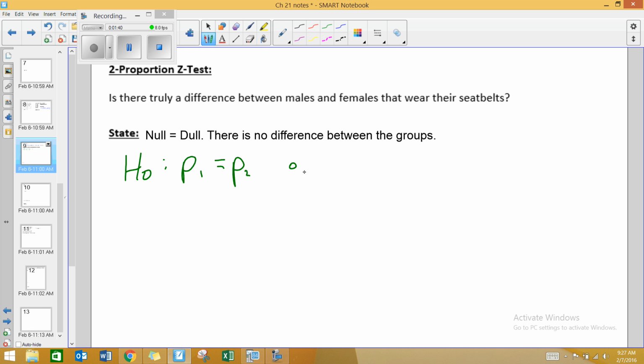Okay, the other way you see this written, the other way we see this written is that P1 minus P2 is 0. And that's saying the exact same thing, just a little algebra from that statement. So if there's no difference, then they're the same. Or when I subtract them from each other, I get 0. So you see it written both ways.